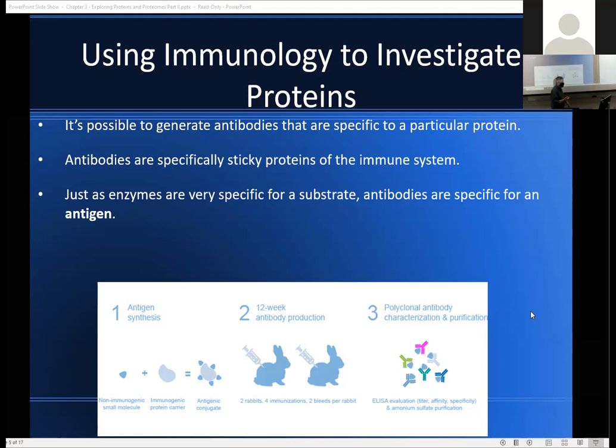So now we're going to have rabbit antibodies that are specifically sticky for our purified protein. And of course, these antibodies will be very useful in experiments then. Just as enzymes are very specific for a substrate, antibodies are specific for an antigen. When we use a purified protein and trick a rabbit's immune system into thinking that's an antigen, then the antibodies produced by that rabbit are going to recognize epitopes contained on our protein of interest. Hopefully that all makes sense.